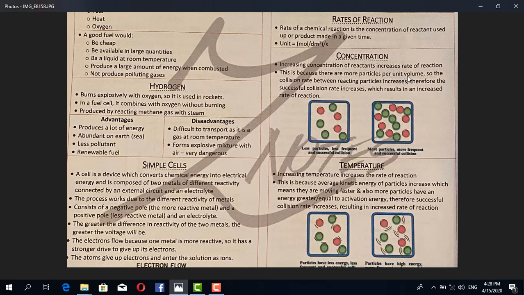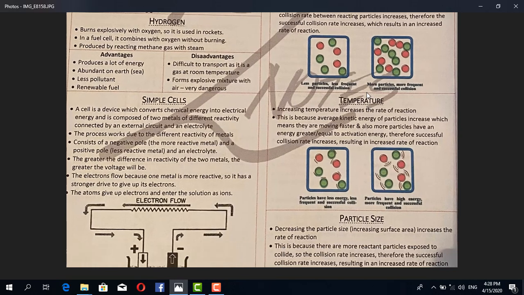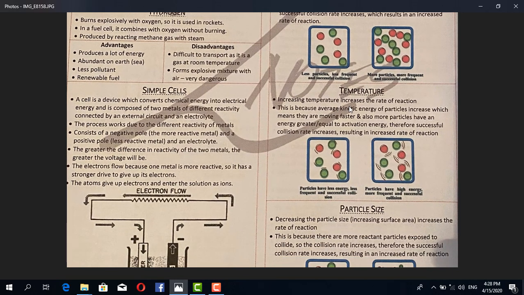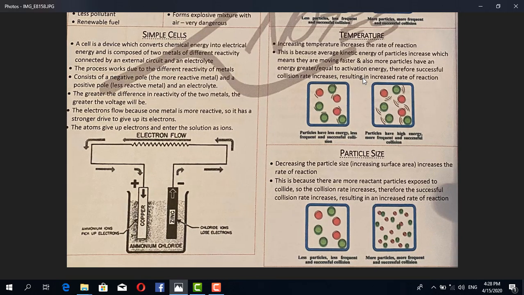As for temperature, increasing the temperature also increases the rate of reaction because the average kinetic energy of the particles increases, which means they are moving faster. As for particle size, decreasing the particle size increases the surface area. What does it do? It increases the rate of reaction.